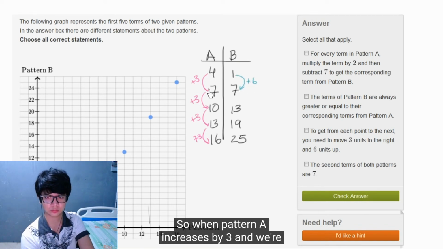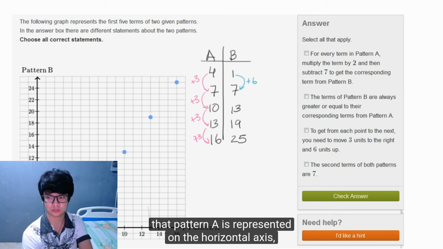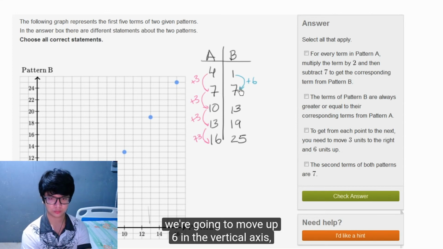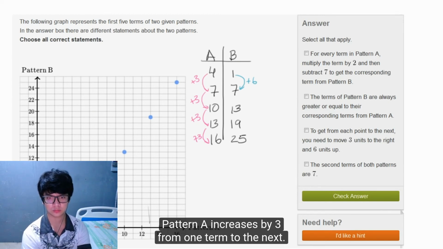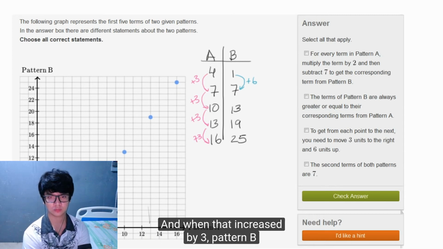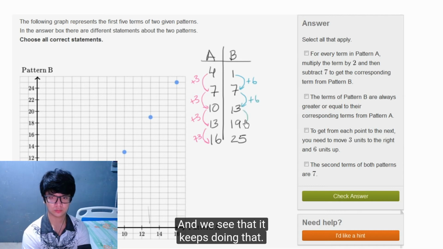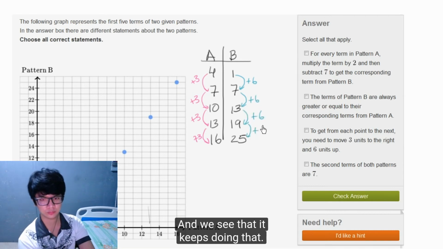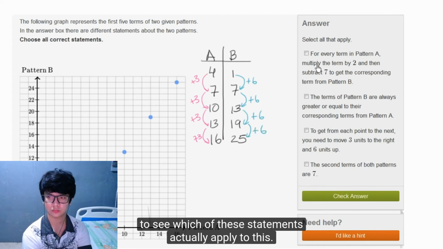So when pattern A increases by 3, and we're moving in the horizontal direction, based on the fact that pattern A is represented on the horizontal axis, we're going to move up 6 in the vertical axis, and we see that here. Pattern A increases by 3 from one term to the next. And when that increased by 3, pattern B increased by 6 from one term to the next. And we see that it keeps doing that.